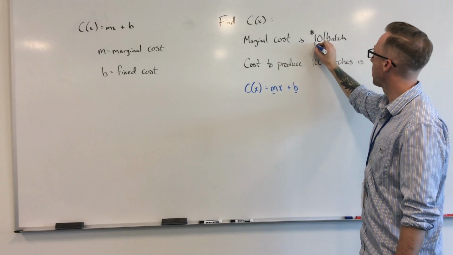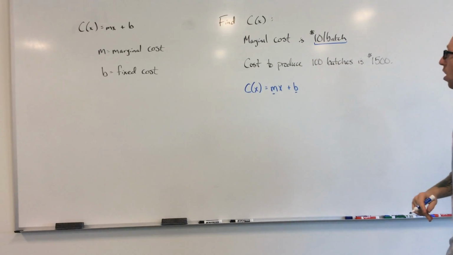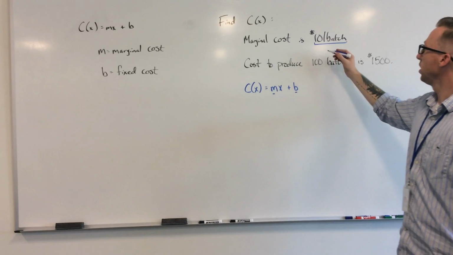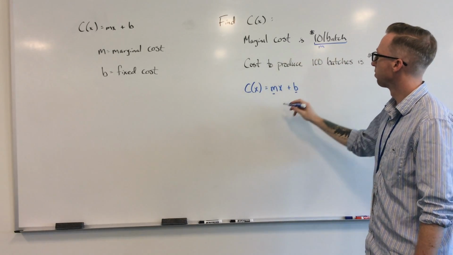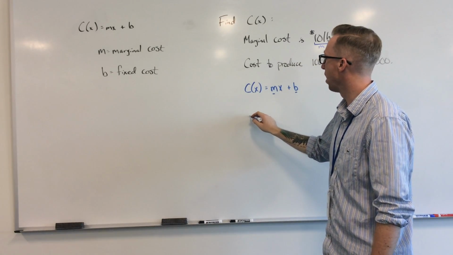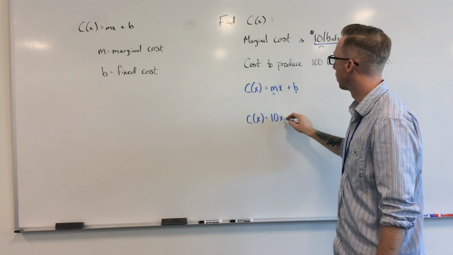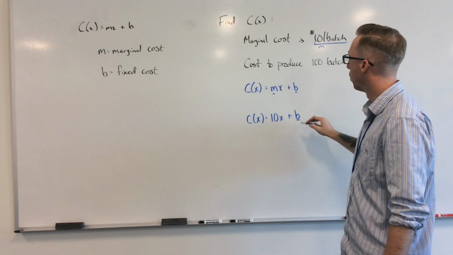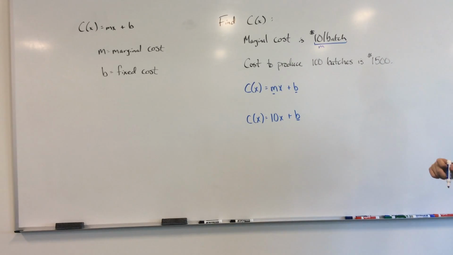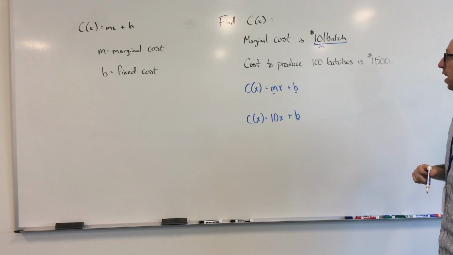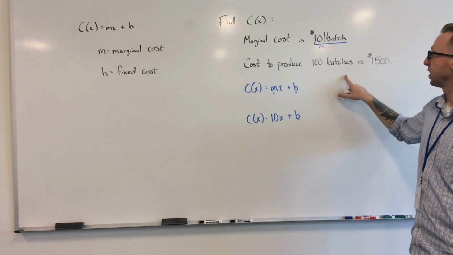And they give me one of those already. They tell me the marginal cost m is $10 per batch. So I can just write my equation with that $10 given. C of x equals 10x plus b. One last thing to find. You need to know what b is. Well, I can solve for b by using the second sentence.